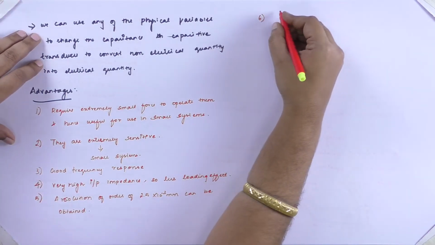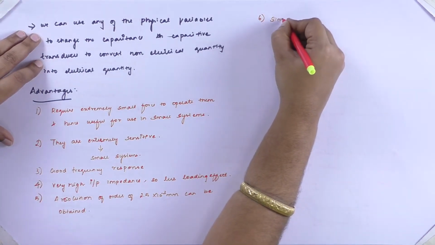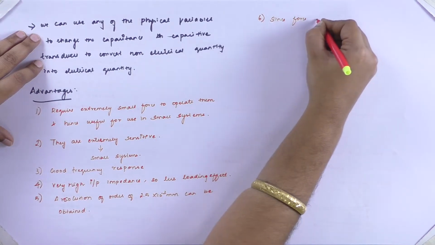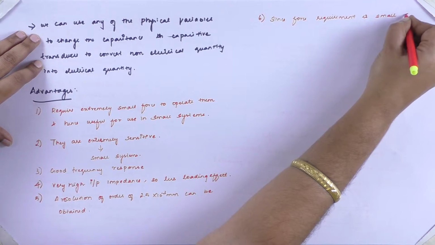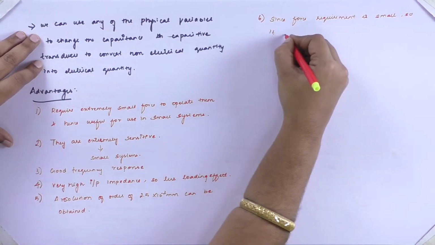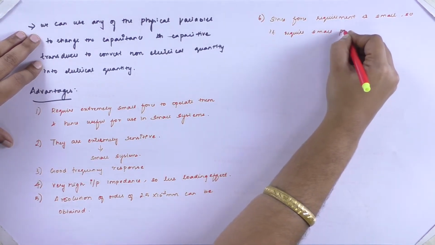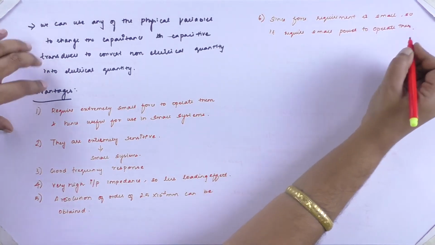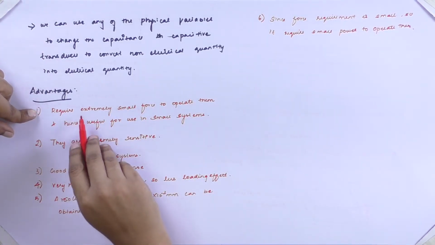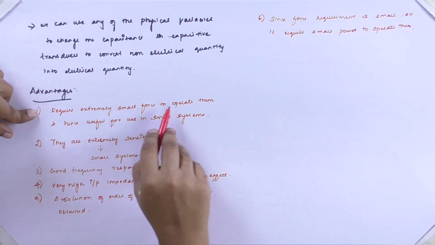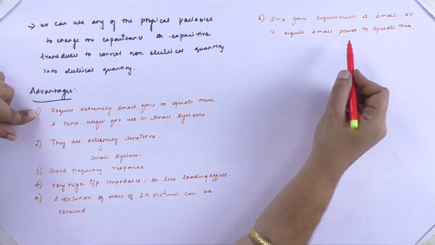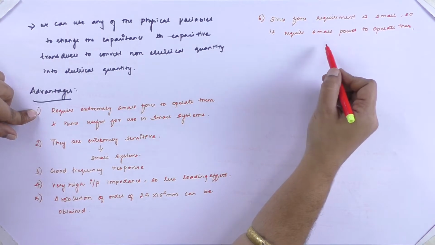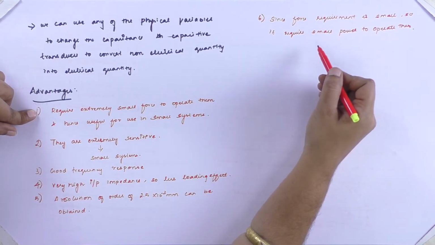And the next advantage is, since the force requirement is small, it requires only small power to operate them. As we have seen, the capacitive transducer requires extremely small force to operate them, so the amount of power required to operate them is also very small. So it is an advantage of capacitive transducer.